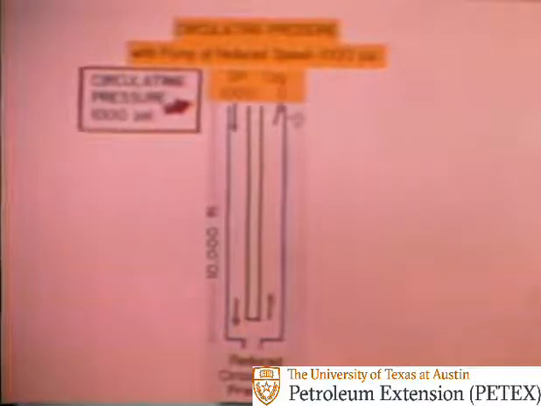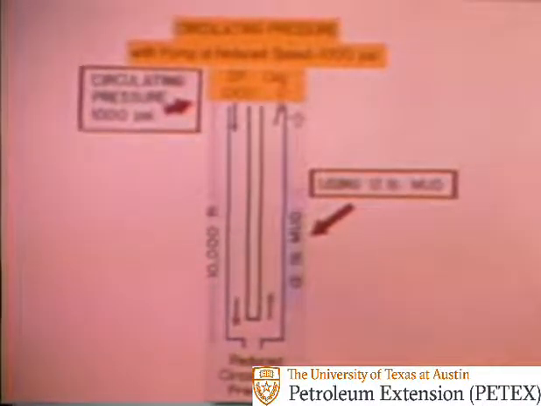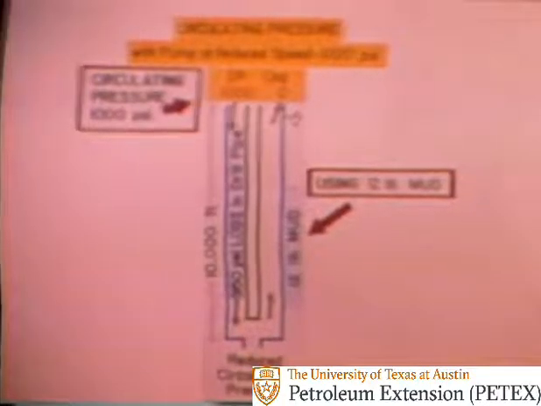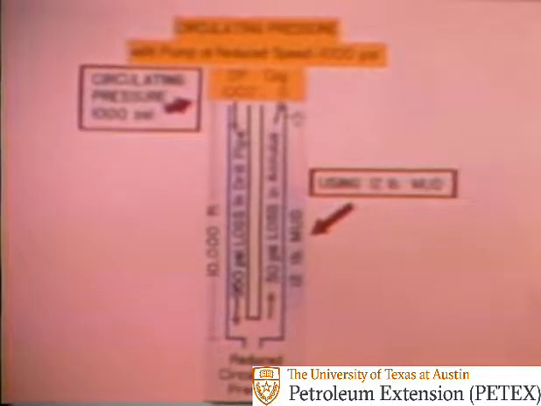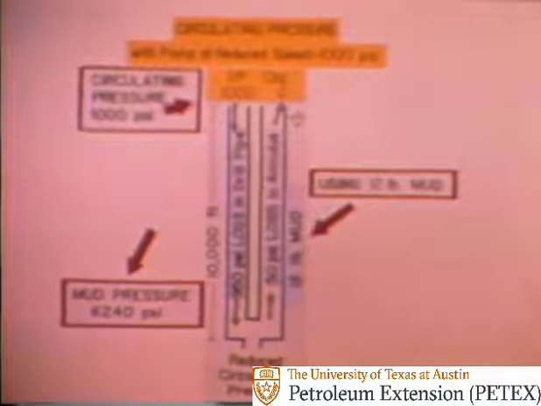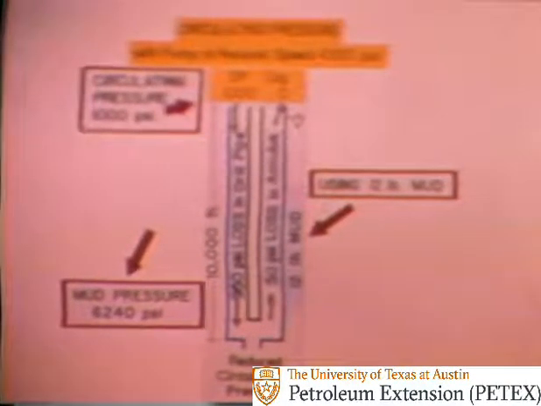A reduced circulating pressure of 1,000 psi and a 12-pound per gallon mud are assumed. It should be noted that most of this 1,000 psi circulating pressure, or 950 psi, is lost in the drill pipe and through the bit nozzles, and that about 50 psi is lost in the annulus. This loss in the annulus is, as stated before, additive to the 6,240 psi hydrostatic pressure of the mud column.